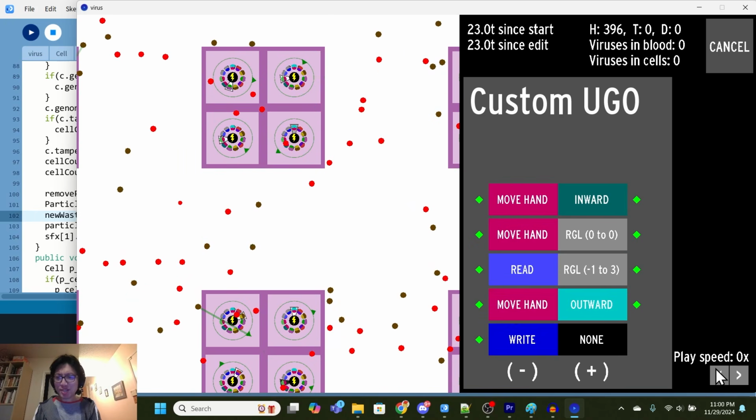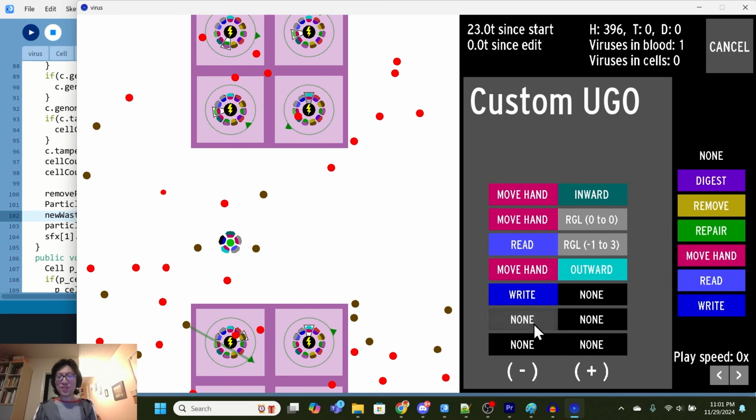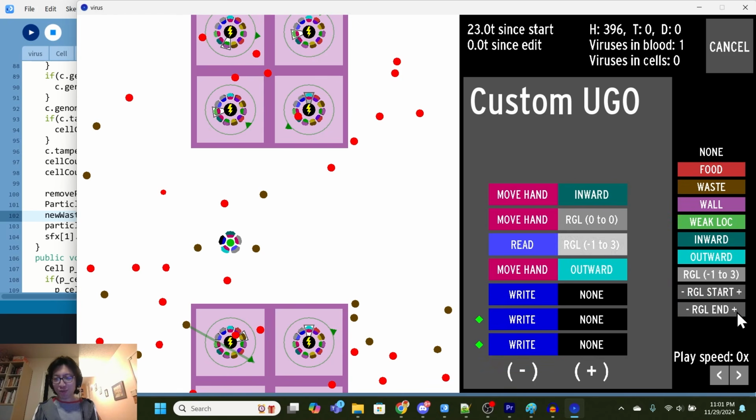And I'm going to pause the simulation just so that I can drop the virus in. And now let's create the triple write variant with 3 write none commands like this. The genetic range will be -1 to 5 this time.